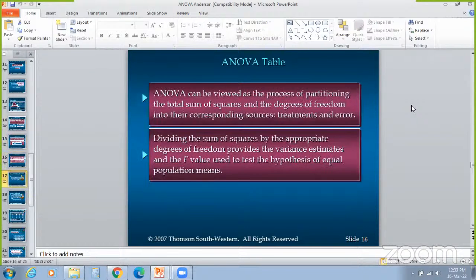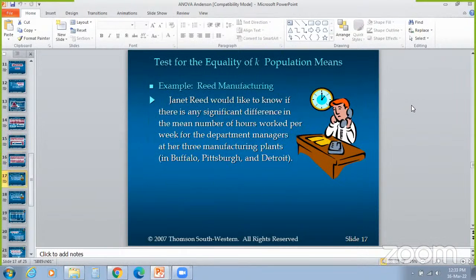With this, let me take one example. The example is related to a company, Reed Manufacturing. Janet Reed would like to know if there is any significant difference in the mean number of hours worked per week for the department managers at her 3 manufacturing plants. This company has 3 manufacturing plants in Buffalo, Pittsburgh, and Detroit, and the question is whether the average number of hours worked by the managers is the same or not.